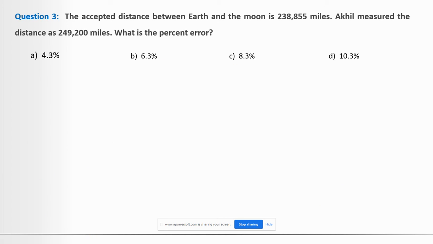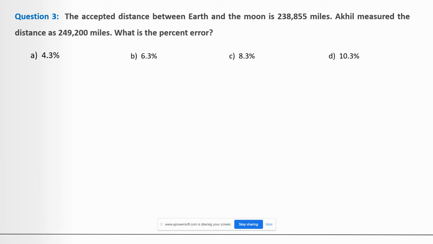Moving on to question number 3. The accepted distance between Earth and Moon is 2,38,855 miles. Akhil measures the distance as 2,49,200 miles. What is the percentage error? Option A 4.3%, option B 6.3%, option C 8.3%, option D 10.3%.